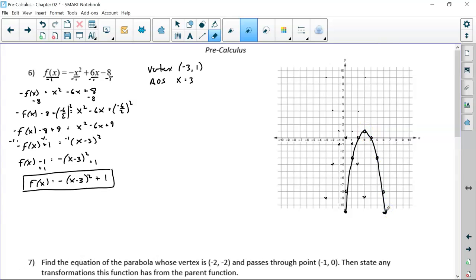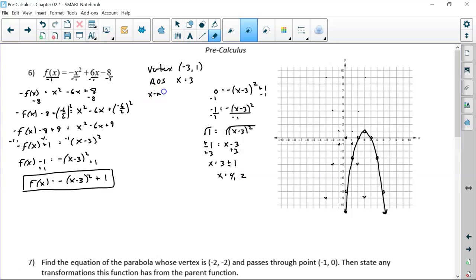So let's find those intercepts. The x-intercept. So 0 equals the opposite of x minus 3 squared plus 1. So we subtract 1 from both sides. -1 equals the opposite of x minus 3 squared. Divide both sides by -1. 1 equals the quantity of x minus 3 squared. Take the square root of both sides, so we get plus or minus 1 equals x minus 3. Add 3 to both sides, so x equals 3 plus or minus 1. So 3 plus 1 is 4. 3 minus 1 is 2.